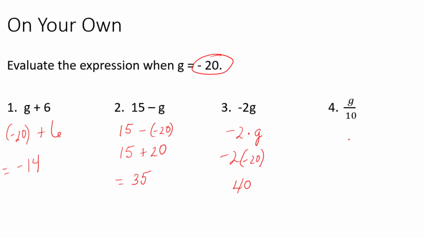Here we have g divided by 10. I substitute negative 20. Signs are different, it's division, so it's negative. 20 divided by 10 is 2.